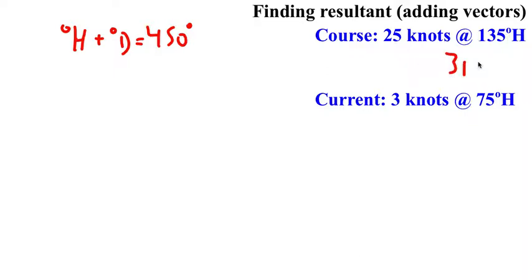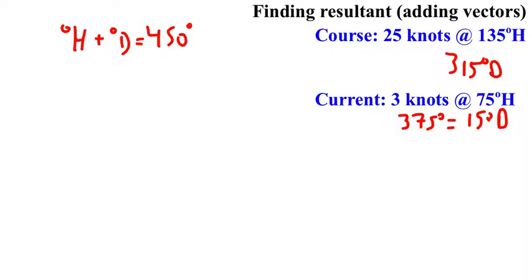The reason we want to use the 315 preferentially is because it makes the calculations a lot easier. Now the 75 works the same way. 450 minus 75 is 375. If that bugs you, you really don't want to use 375. If you subtract 360, that's the same as saying 15 degrees direction.